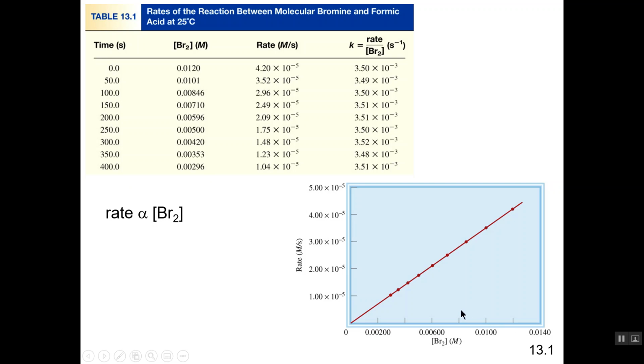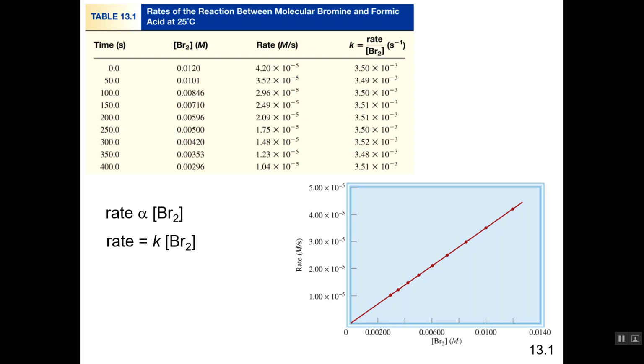And you'll notice that in this particular reaction, you have a straight line, all right? So what this tells us is that the rate is directly proportional to the concentration of bromine, right? That is based on the data and the graph that we have obtained right here. Another way of expressing this is that the rate is equal to k times the concentration of bromine.